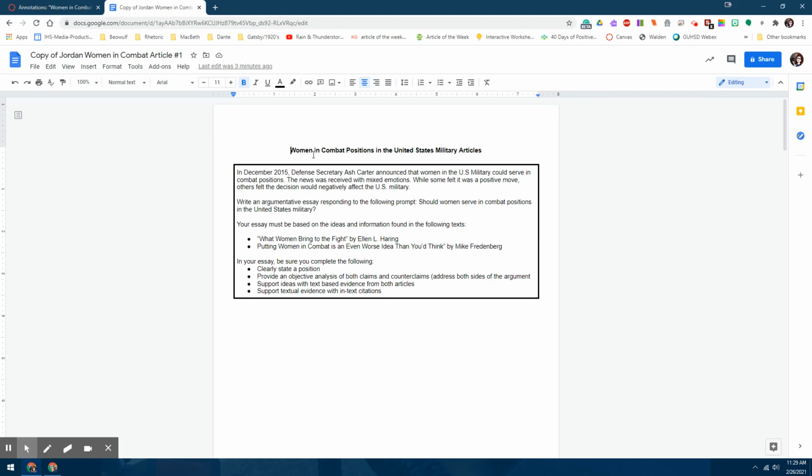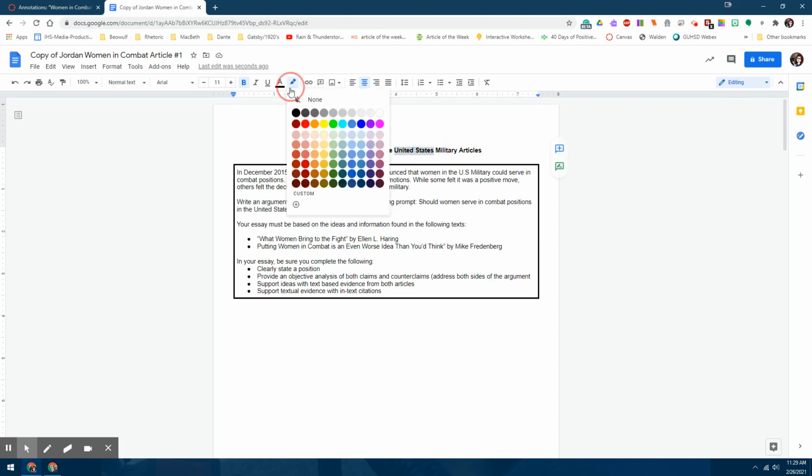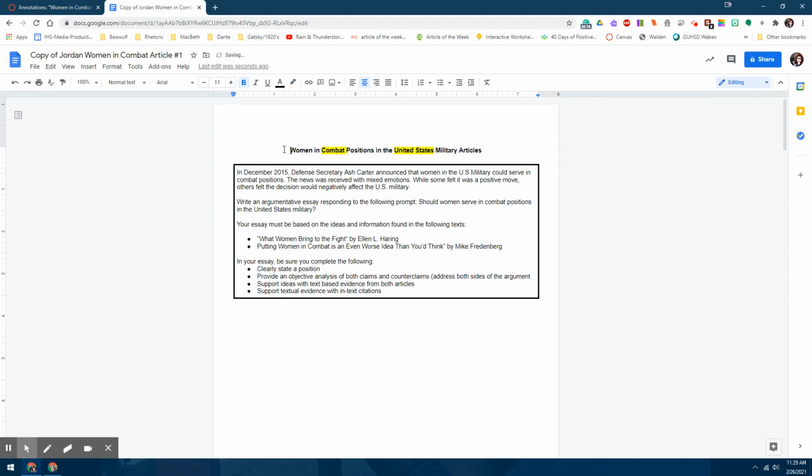So if we look at our title here, it says Women in Combat Positions in the United States Military Articles. So right away, I want to highlight a couple things. Okay, so we're going to note that we're only talking about combat positions. So we're not talking about just women in the military or not in the military. We're talking about should the women in the military already be allowed to go into combat. And we're only looking at our country right now. So we're looking at the United States. So those are two pieces that we really want to remember.